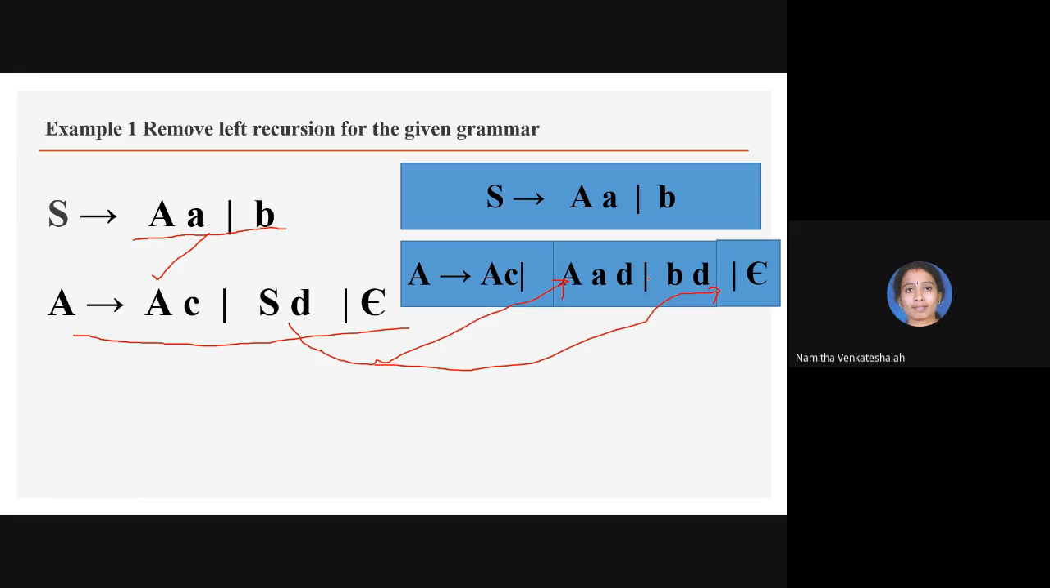Now the picture comes, I have to remove the left recursion. So here what happens? Whichever is there with the left recursion, that is considered as alpha. So in this part, this is considered as alpha, A alpha. And here this AD is considered as alpha. And BD is considered as beta, and also epsilon is considered as beta.